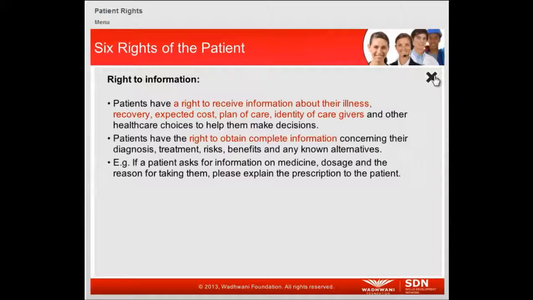Patients have a right to receive information about their illness, recovery, expected cost, plan of care, identity of caregivers, and other healthcare choices to help them make decisions. Patients have the right to obtain complete information concerning their diagnosis, treatment, risks, benefits, and any known alternatives. For example, if a patient asks for information on medicine, dosage, and the reason for taking them, please explain the prescription to the patient.